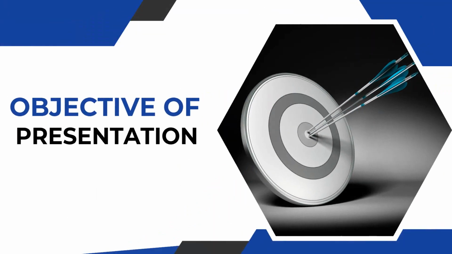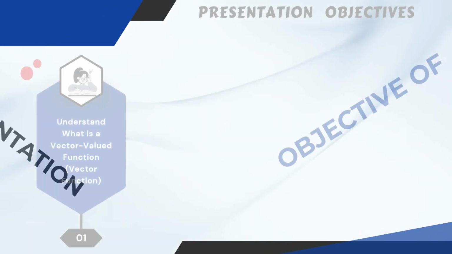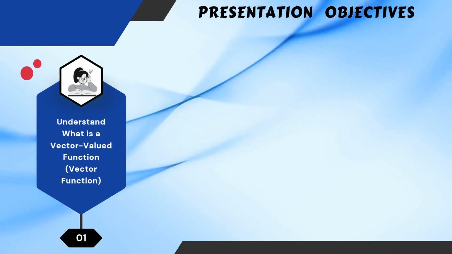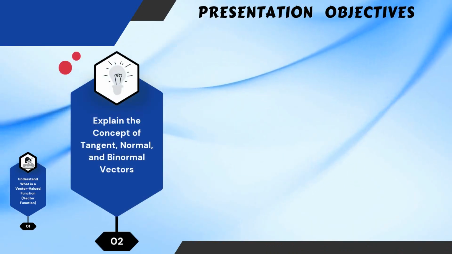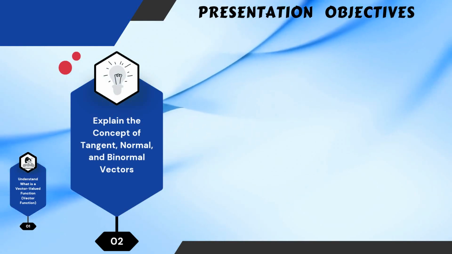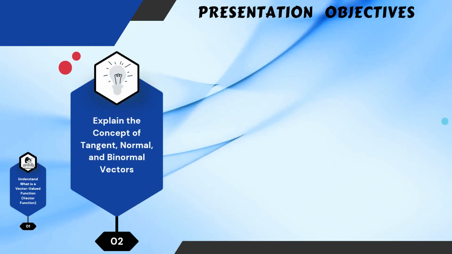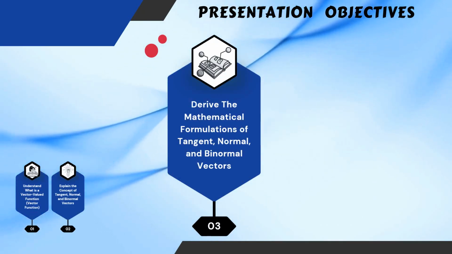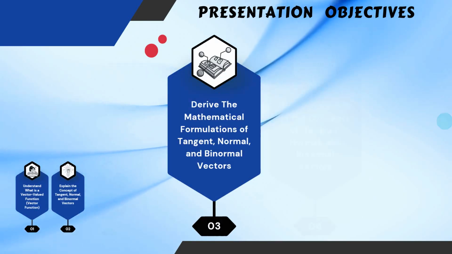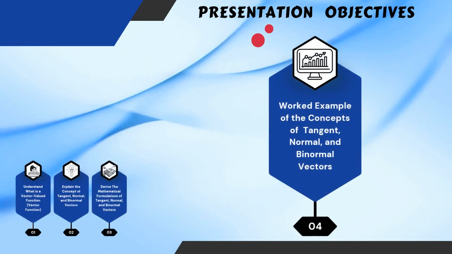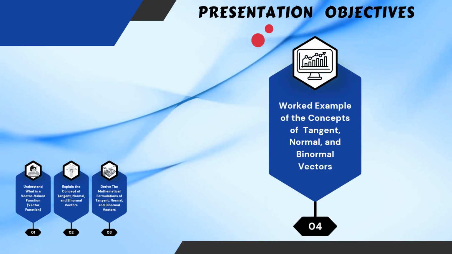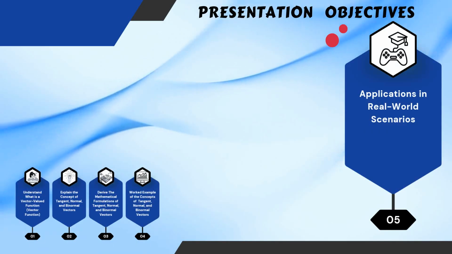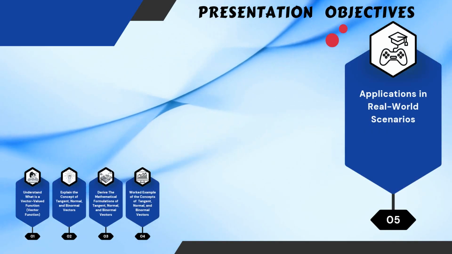Objective of presentation. Firstly, we want to understand what a vector-valued function, or vector function, is. Secondly, we want to explain the concept of tangent, normal, and binormal vectors. Thirdly, we want to derive the mathematical formulations of tangent, normal, and binormal vectors. Next, we are going to look at a worked example of these concepts. Finally, we are also going to see the applications in real-world scenarios.